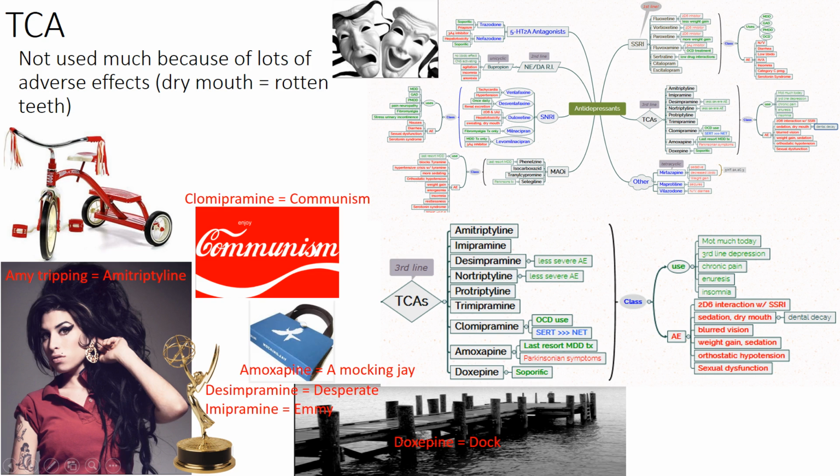Okay, so Emmy is Emmy, imipramine. And so she'd go out on her dock all day, doxapine, and she would think about getting her imipramine, and read her book, The Mockingjay, at her commie meetings, where she'd ride back home again on her tricycle. And that's the story of Amy. So there you go. Hopefully that ties everything in.